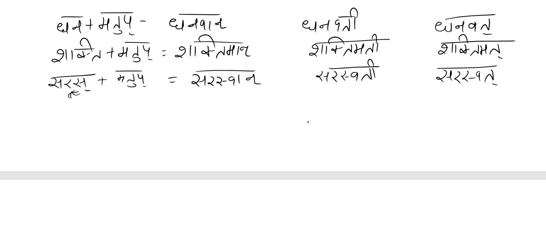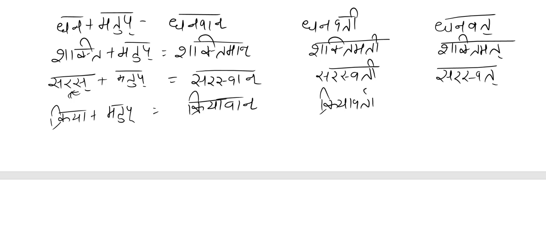Some more examples we will see. For example, if the ending letter is a, like kriya plus matup, in that case also it will be kriyavan, kriyavati and kriyavat. So these are the words we take here.